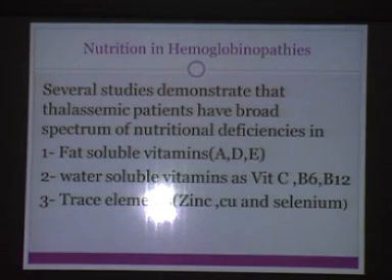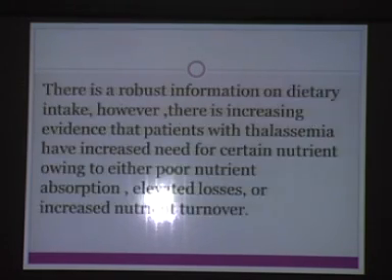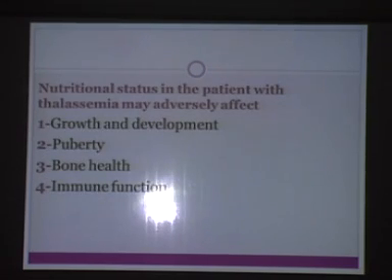Nutrition in hemoglobinopathies. There are several studies showing a broad spectrum of nutritional deficiency in hemoglobinopathies, in fat-soluble and water-soluble vitamins and trace elements. This is due to multiple factors. Nutritional status in the patient with thalassemia may affect growth, development, puberty, bone health, and immune function.